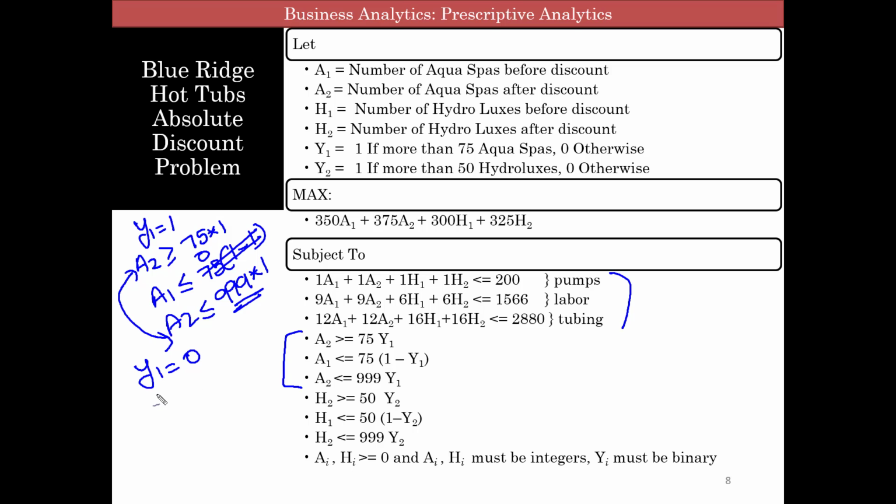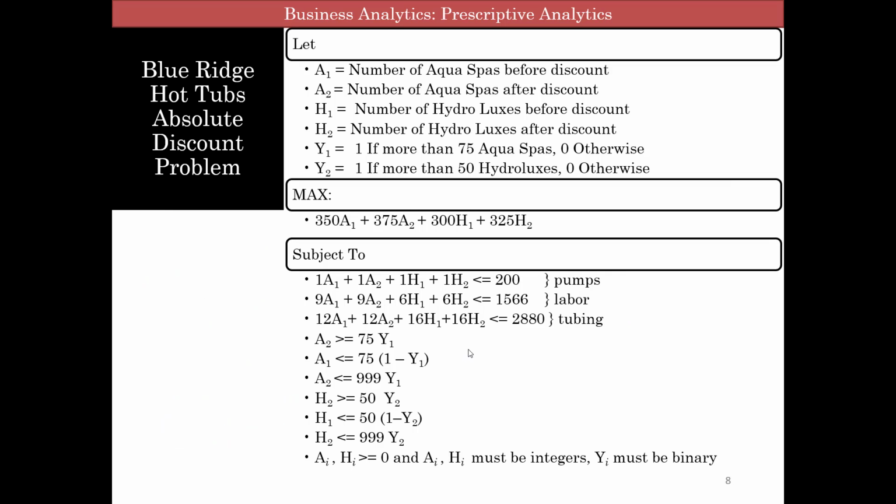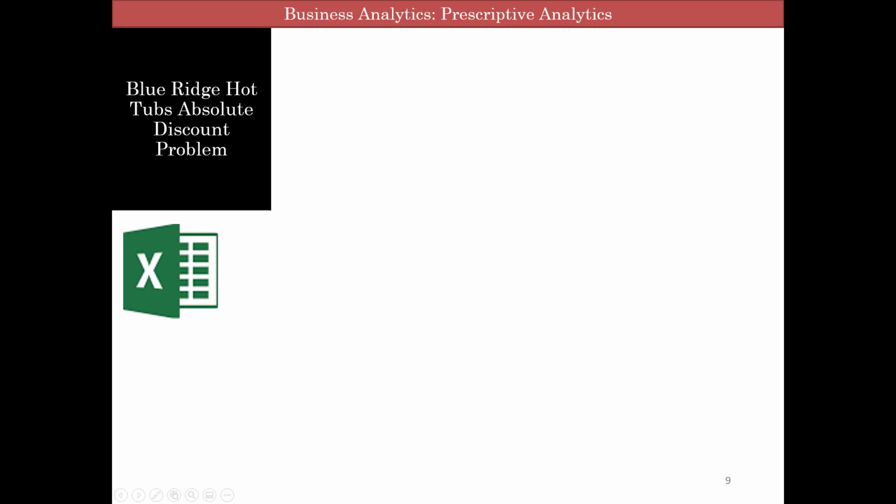When Y1 is equal to 0, A2 will be greater than or equal to 75 multiplied by 0, which is 0. A1 will be less than or equal to 75 times (1 minus 0), so it will be less than or equal to 75. And A2 will be less than or equal to 999 multiplied by 0, which is 0. So A2 cannot take any value other than 0. A1 will be less than or equal to 75. So that's how this model works. So the quantity discount model is important. Let's take a look at how it's implemented in Excel very quickly before we finish up with this video.